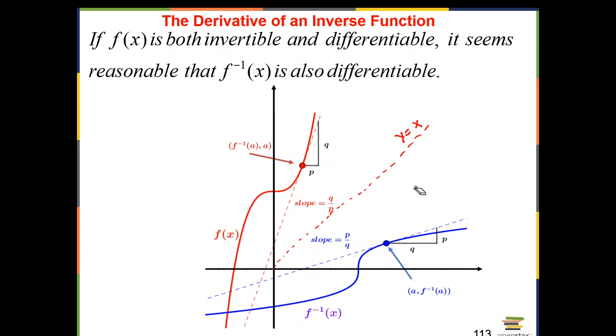Now we have to talk about this and see how we can actually find the relationship between the inverse of a function and the derivative of the inverse of the function, right? So let's see. We talked about that already. So let me erase everything here.